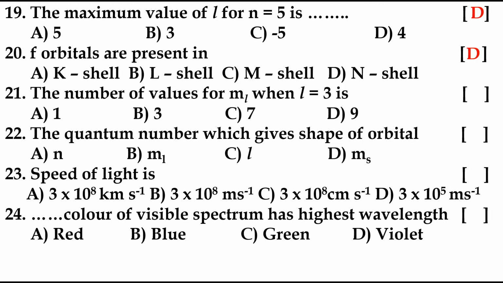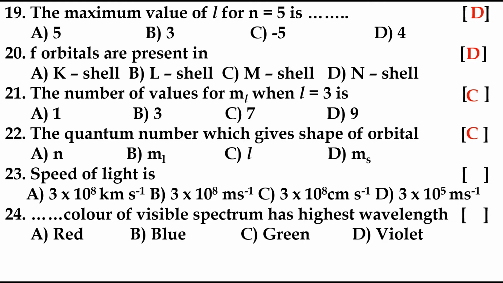21. The number of values for ml when l is equal to 3. A, 1. B, 3. C, 7. D, 9. Answer is option C, 7. 22. The quantum number which gives shape of orbital. A, n. B, ml. C, l. D, ms. Answer is option C, l.